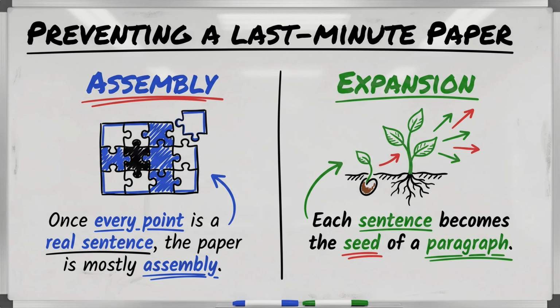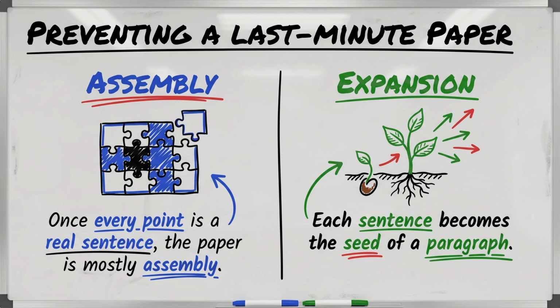So how does this whole sentence outline thing actually prevent that dreaded last-minute paper? Well, it's simple. Once every point in your outline is a real, complete sentence, your paper is mostly assembled. Each of those strong sentences becomes the core, the seed of a paragraph. You're not just staring at a blank page next week. You're expanding ideas you've already committed to with your citations already in place. This shifts your focus from generating ideas under pressure to simply elaborating on what you've already thought through.